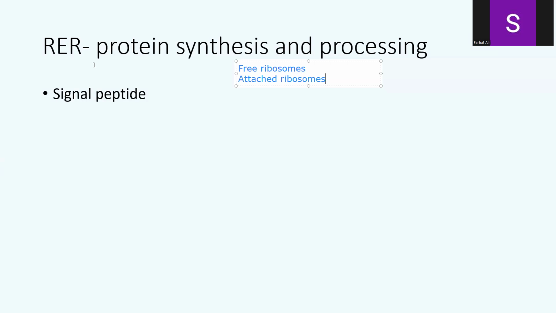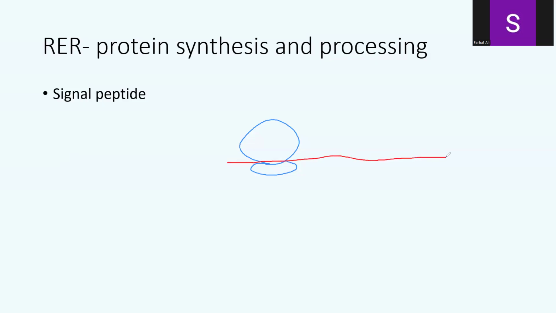Initially, when protein synthesis is going to start, if this represents the ribosome, this is the large subunit of the ribosome, and this is the small subunit of the ribosome. The red colored structure is the messenger RNA, and the green colored thing is the protein.